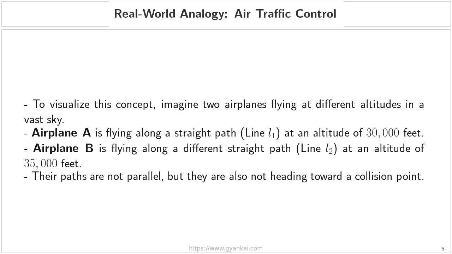Now, here is the crucial part. These two flight paths are not parallel, they are heading in different directions. However, because they are at different altitudes and moving on different trajectories, they are also not heading toward a collision point. They are essentially skew in relation to one another. As we will see in the next slide, even though they never meet, there is still a specific minimum gap between them.